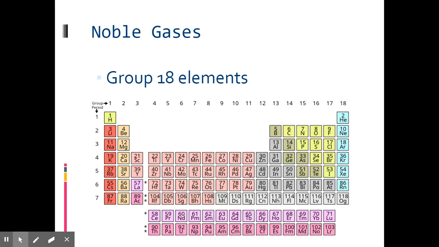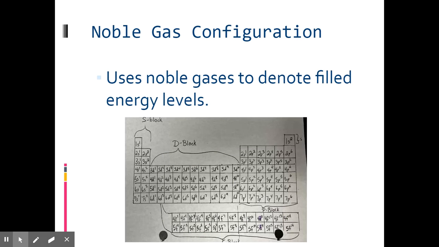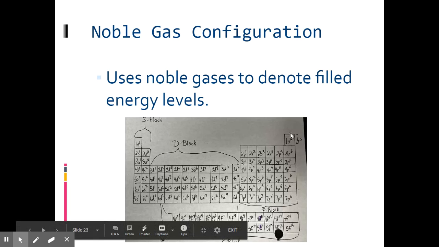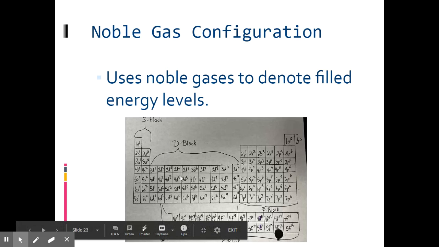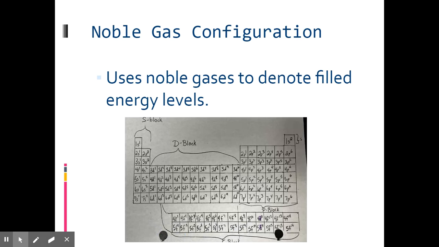The next notation is going to be using noble gases. Our noble gases are the group 18 elements, and we're going to use those as kind of a shortcut to writing our configurations. If we go back and look at our cheat sheet, the noble gases on that last row basically say that if you have a noble gas, everything in that whole period before it is filled up. So that's going to be kind of our little shortcut.